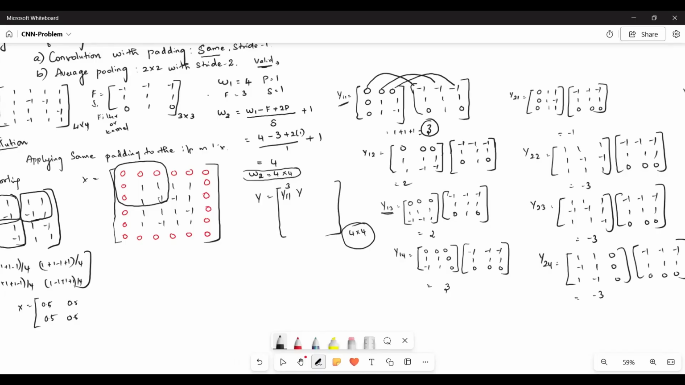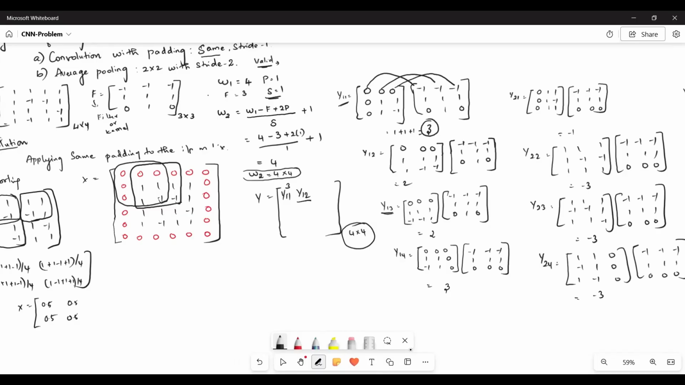So next we are going to find out Y12. For Y12, we are going to shift these input values towards the right side in the given matrix. Since S is equal to 1, we are going to shift by 1 unit. Now this is the input value for Y12. So this filter is applied on this input matrix.